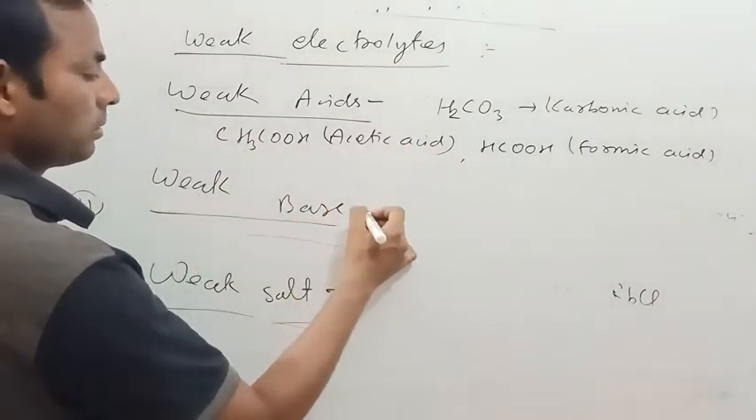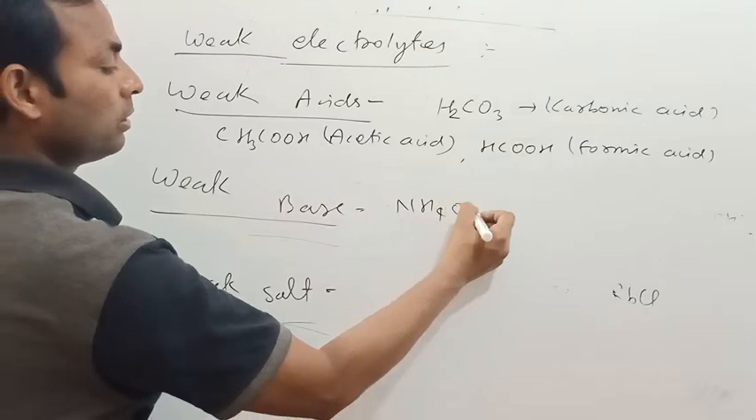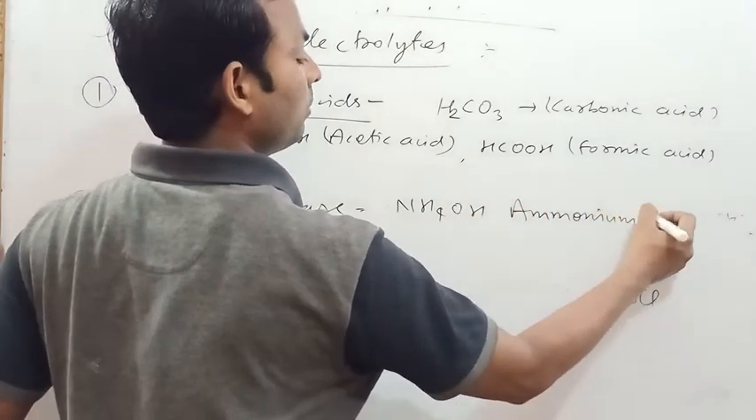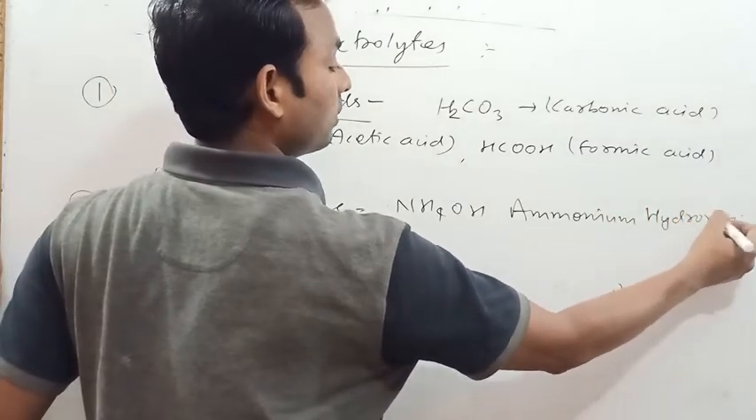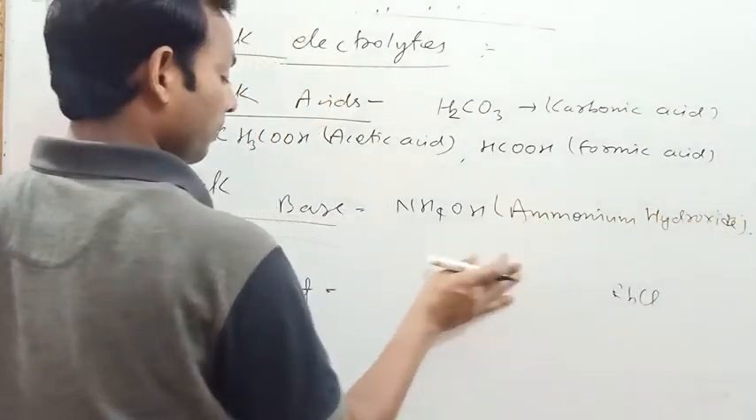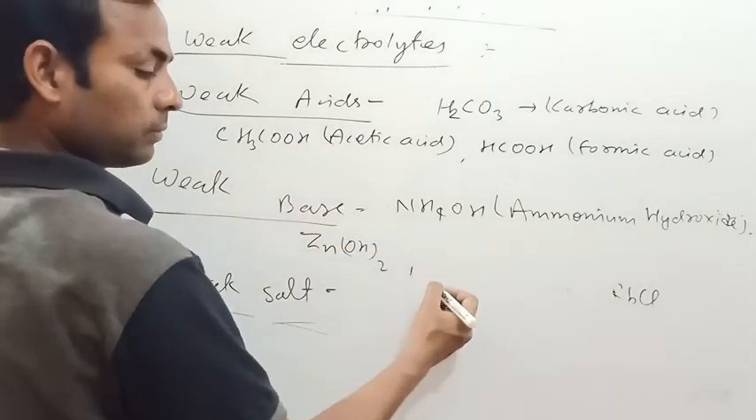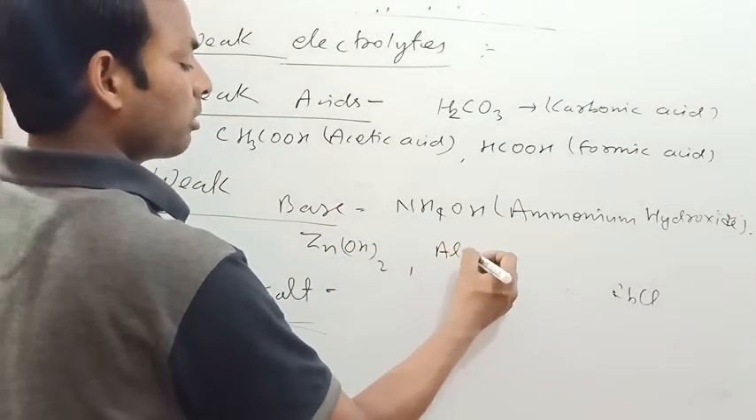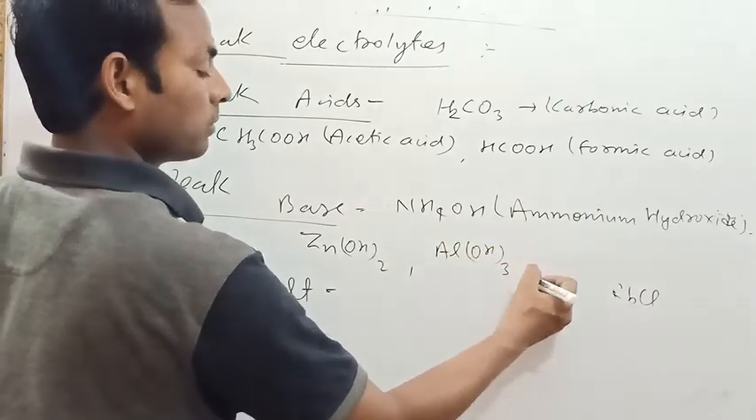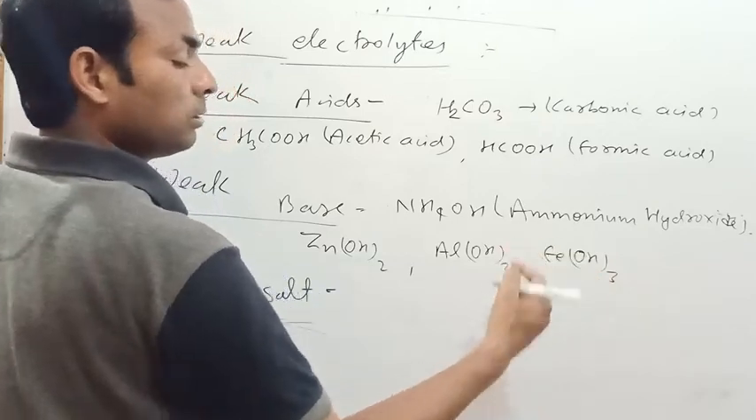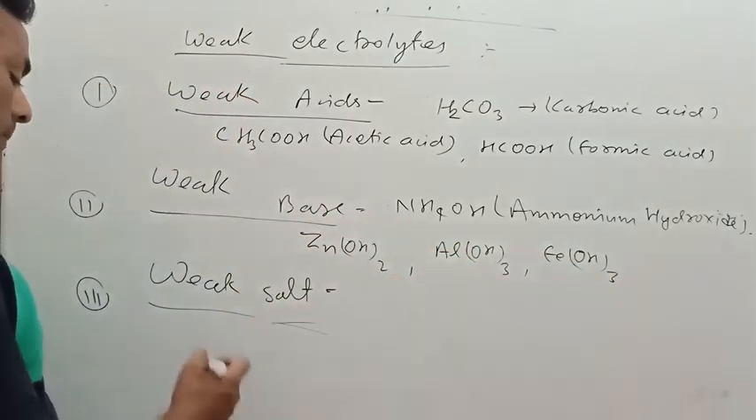Now weak bases: NH4OH, ammonium hydroxide. Its name is ammonium hydroxide. Zn(OH)2, zinc hydroxide. Aluminum hydroxide, Al(OH)3, ferric hydroxide, Fe(OH)3. These are weak bases.